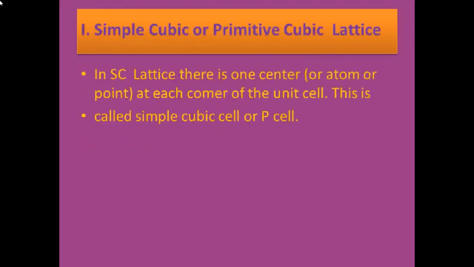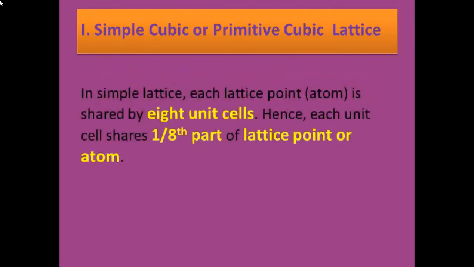In simple cubic lattice, there is one center or atom or point at each corner of the unit cell, and this is called a simple cubic cell or P-cell. Simple cubic or primitive cubic lattice. In simple cubic lattice, each lattice point, this point representing an atom or molecule, is shared by 8 unit cells, and each unit cell shares 1/8 part of the lattice point.